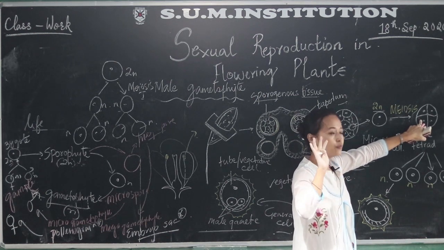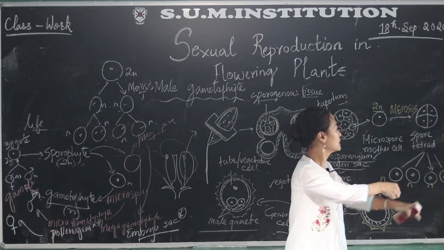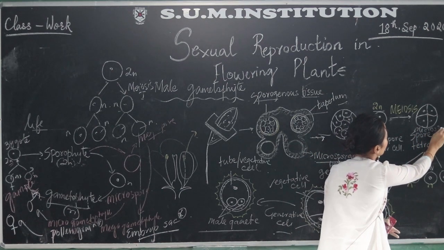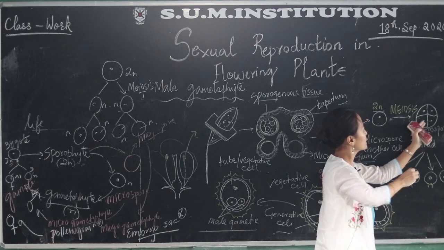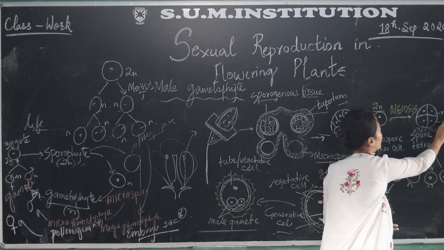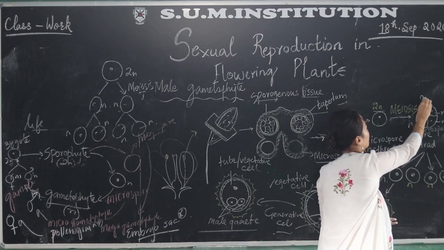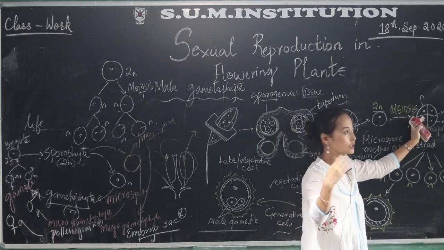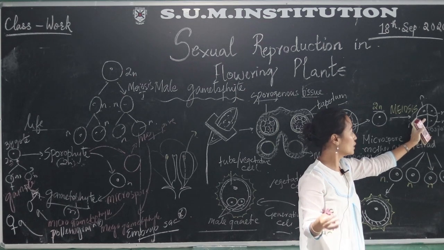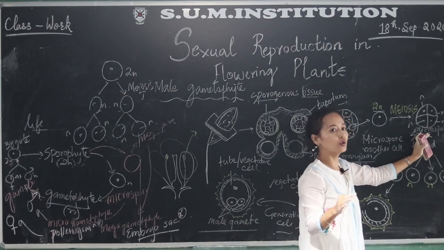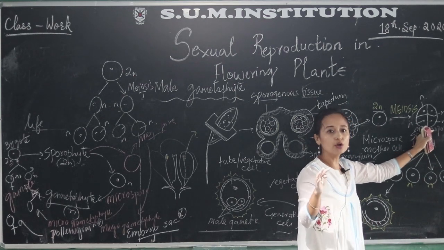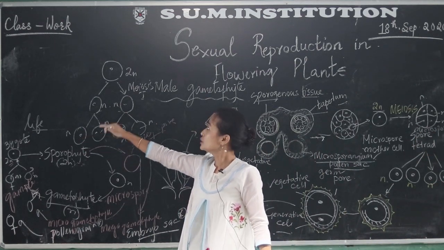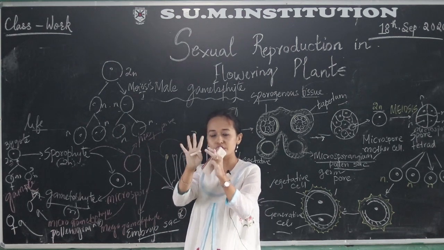The 4 microspores that are formed here, we call them microspores. The 4 microspores are all haploid. This is haploid, while the microspore mother cell was diploid. Now its ploidy level is reduced after meiosis. So this is now known as the microspore. But these microspores here are separate cells. So one cell gives rise to 4 separate cells.